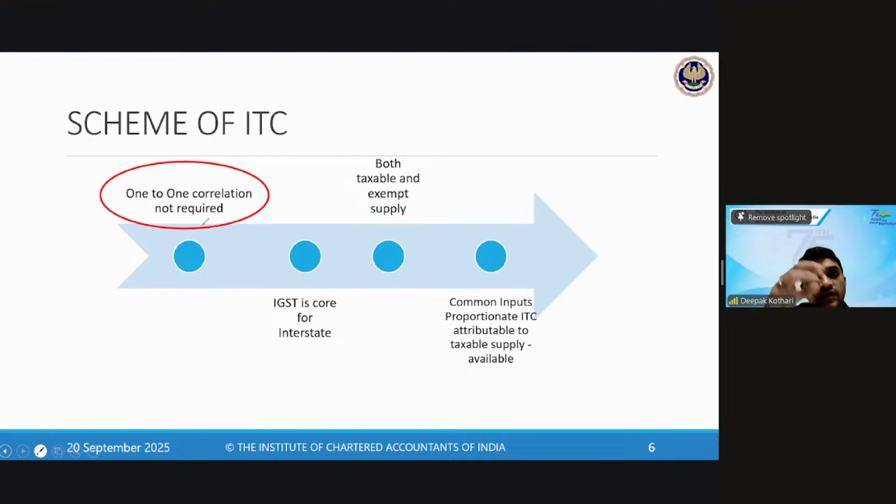Once I have procured it, it becomes one category called input tax credit. Which belongs to which sale, one-to-one correlation of ITC is not required. Once you claim the ITC, it becomes a full pool and you can claim it against any sales. It becomes a bundled bucket. You can use it for any output sales. Different rates can be claimed.